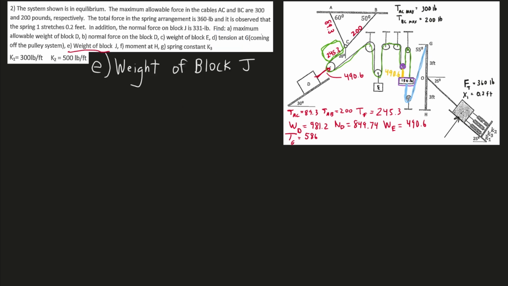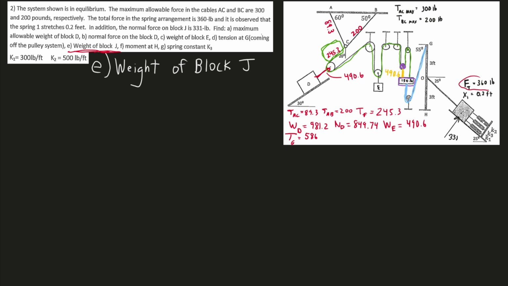Alright, now for part E, the weight of block J. So let's zoom over to J here and see what we got. I know I have a normal force right here. I actually think I lost that number for it. Yeah, the normal force on J is 331. I don't know where that went. So 331. What else do we know?